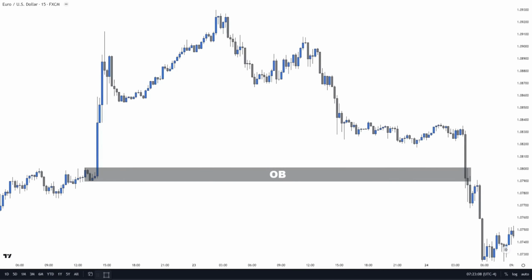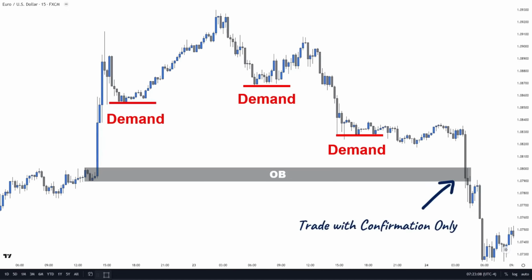On the contrary, look at another example. Here we have a valid order block zone, but before price taps into this area, the market has made a lot of demand and broke them to the downside. Some traders might take these areas as liquidity and put their buying positions on the order block, but the point is that the supply has taken control, and trading this order block without confirmation won't be effective.